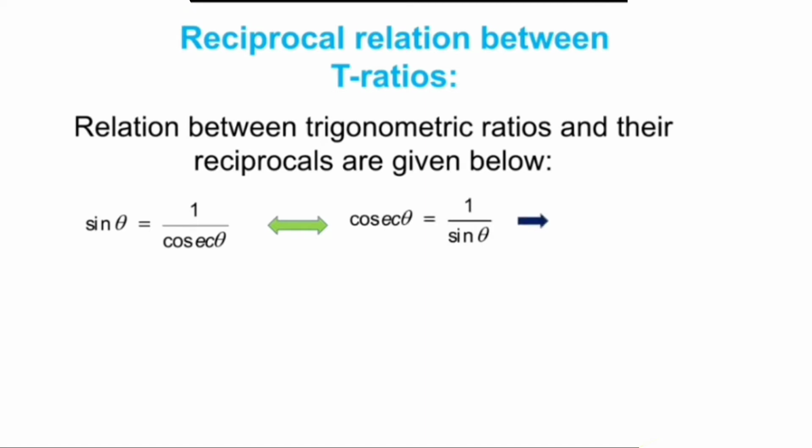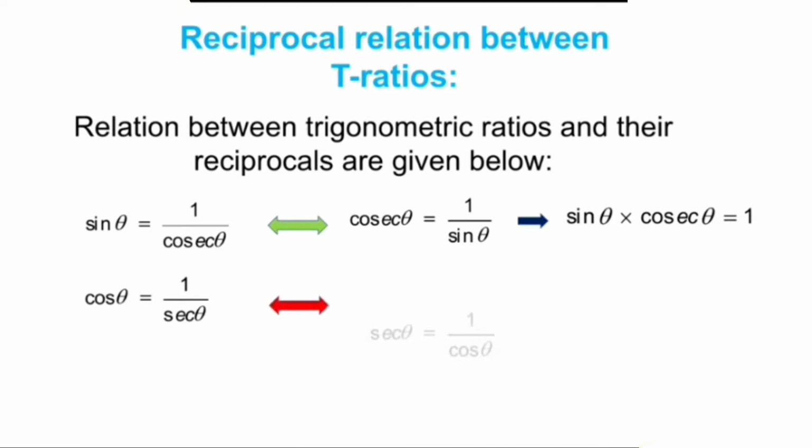From this, we can conclude that the product of sine theta and cosecant theta, that is sine theta into cosecant theta, is equal to 1. Similarly, cos theta is the reciprocal of secant theta. So, it can be written as cos theta is equal to 1 by secant theta, or secant theta is equal to 1 by cos theta. From this, we can conclude that cos theta into secant theta is equal to 1.